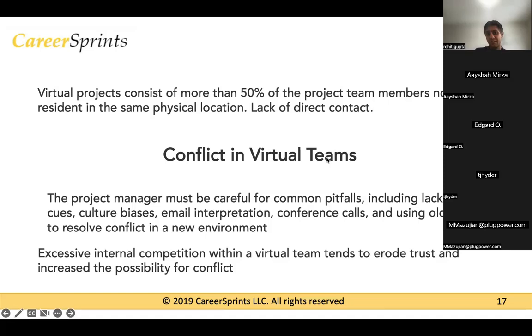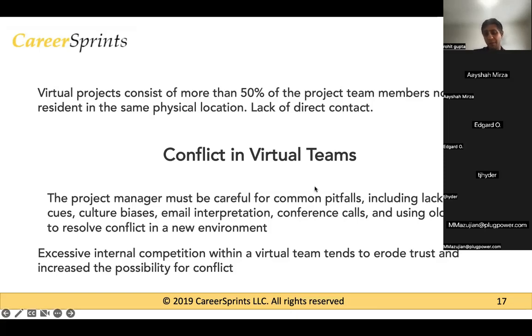And these days, more than 50% of project team members are in a virtual environment. So if you see, it says a virtual project consists of more than 50% of the project team members not being resident in the same physical location. So this is the definition of a virtual project team, that if more than 50% of the project team members are not in the same physical location, then that would be considered a virtual team, right?